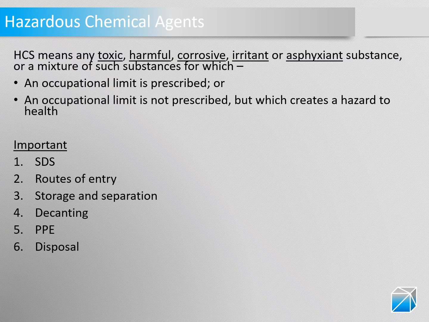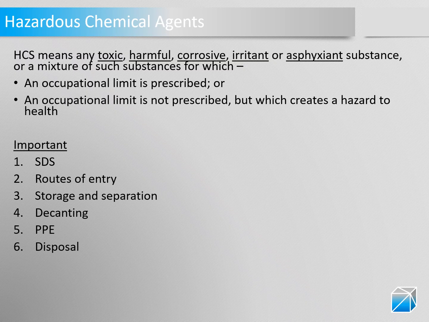1. Safety Data Sheets or SDS. A. This is a 16-point document that tells you all about a specific HCA. B. This document must always be readily available and contains extremely important information. C. An SDS must not be older than 5 years. Always ensure that you have the latest copy available.